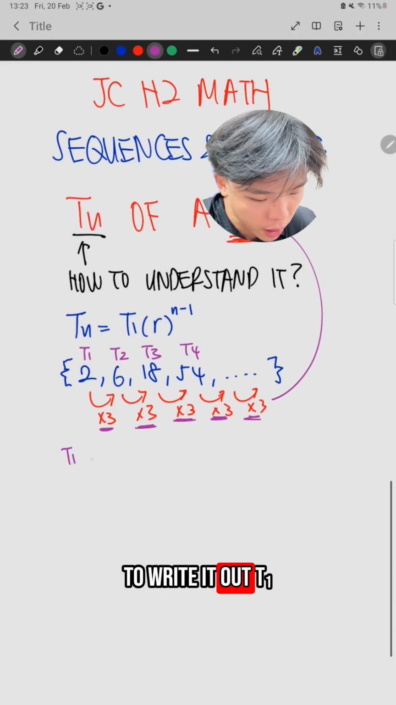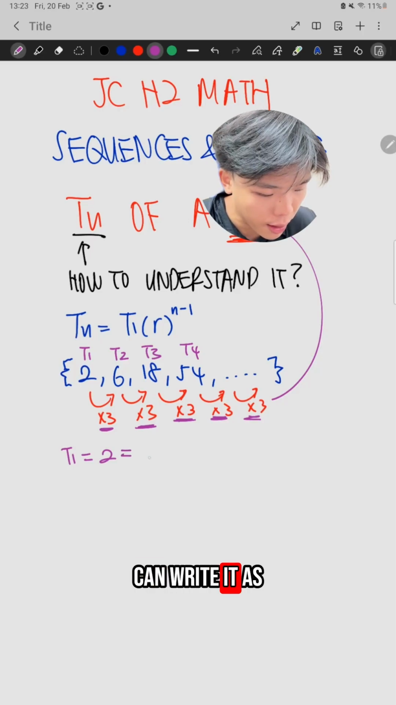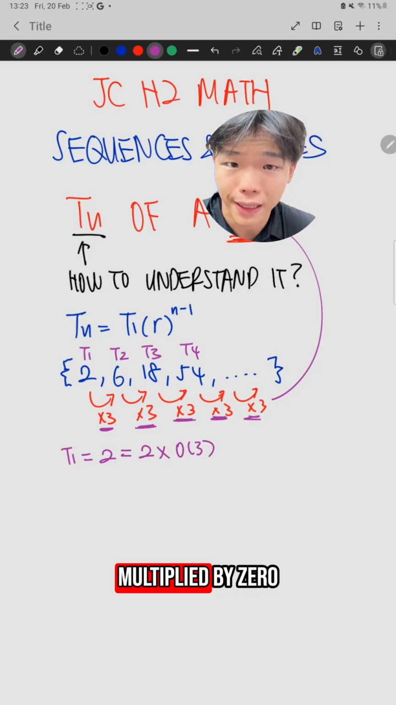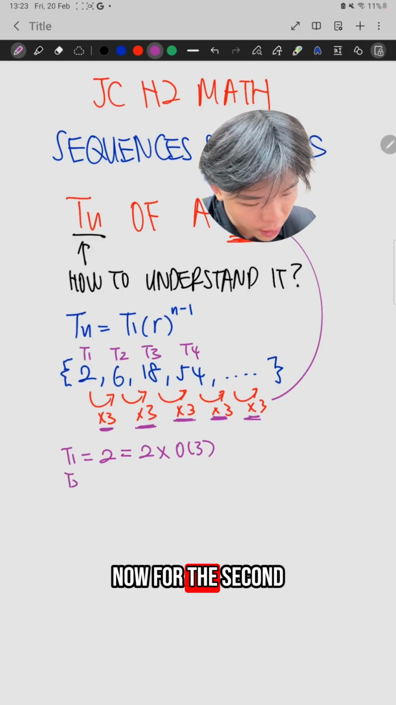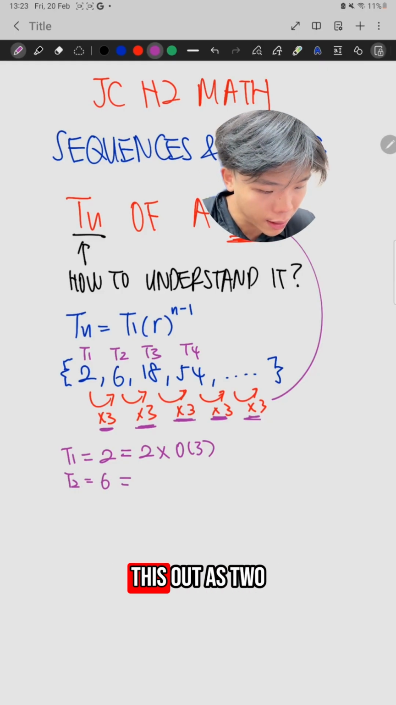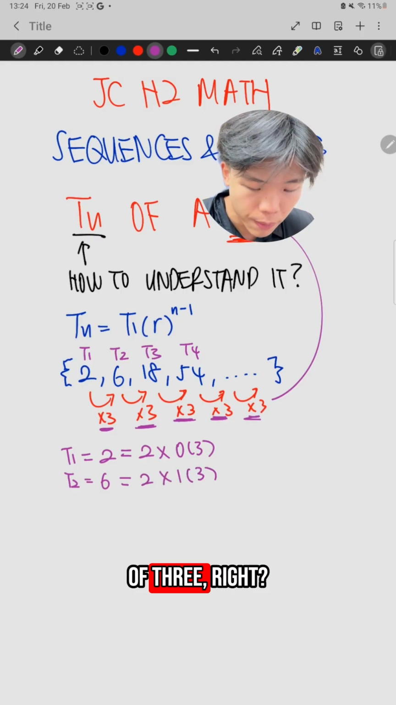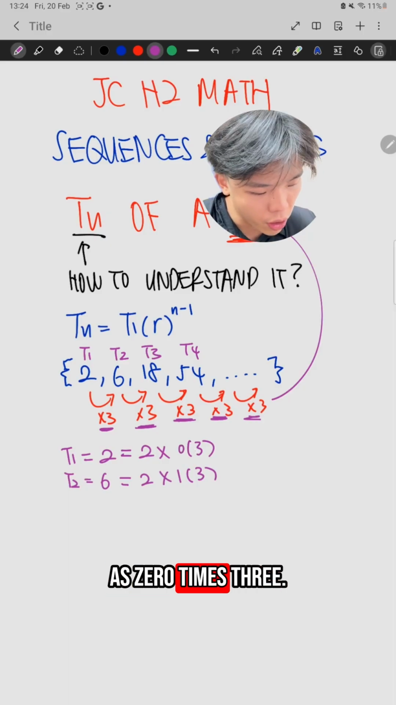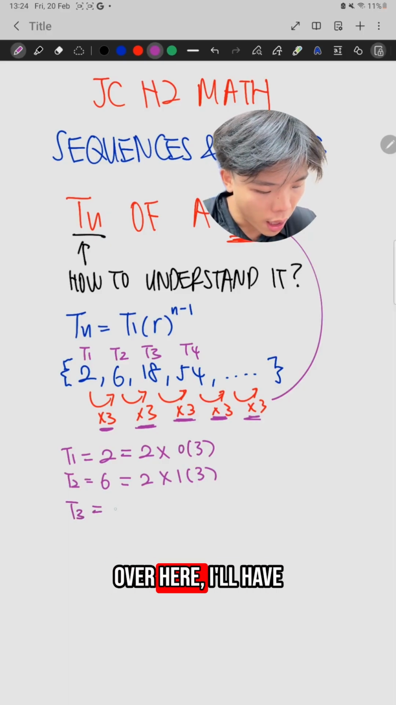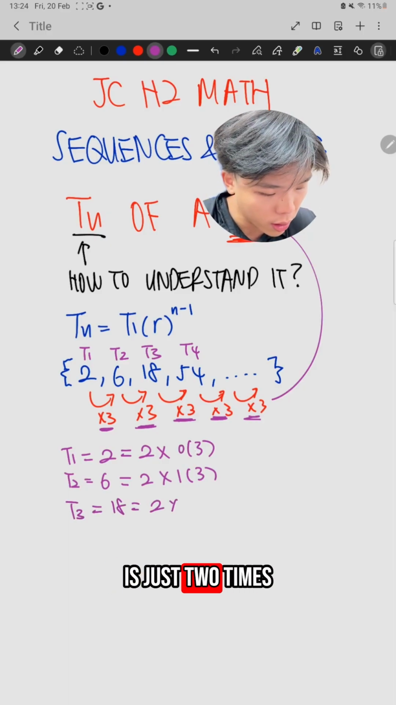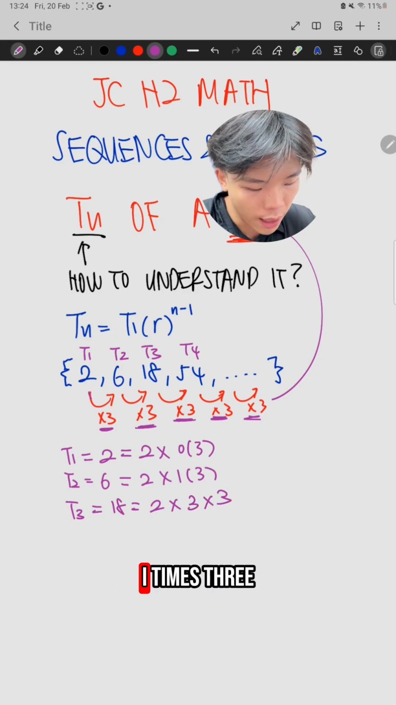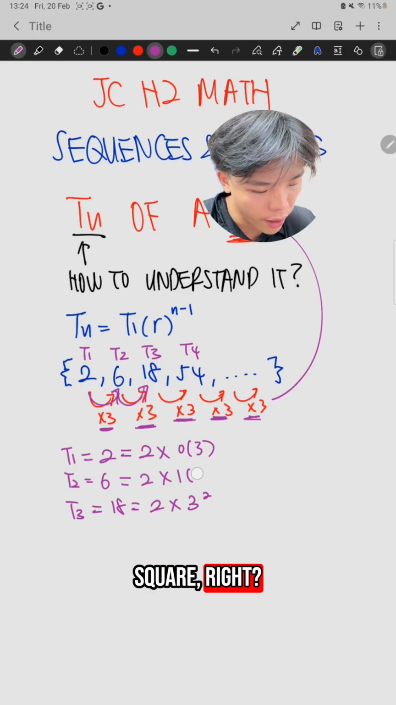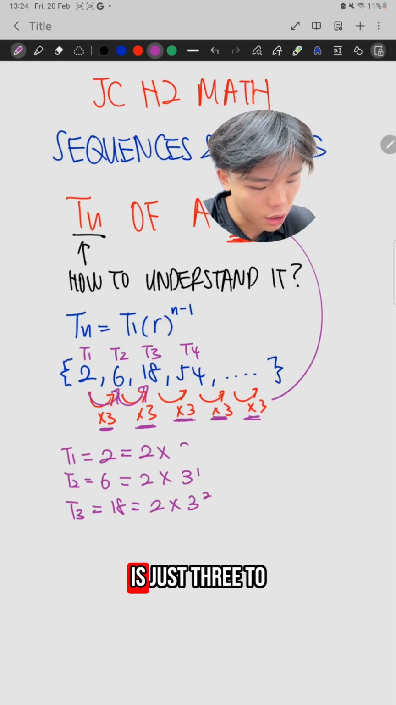Now, if you were to write it out, T1 is basically 2, but I can write it as 2 times 3 to the power 0. For the second term, this is 6, but I can write this out as 2 times 3 to the power 1. And then for T3, I'll have 18, which is just 2 times 3 times 3, which can be written as 3 squared. And then this can be written as 3 to the power 1, and then this is just 3 to the power 0.